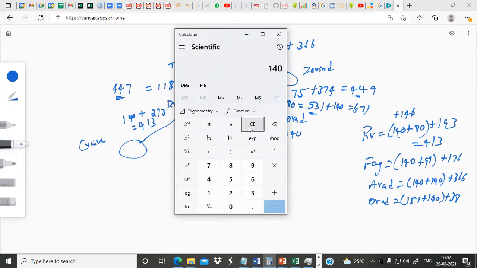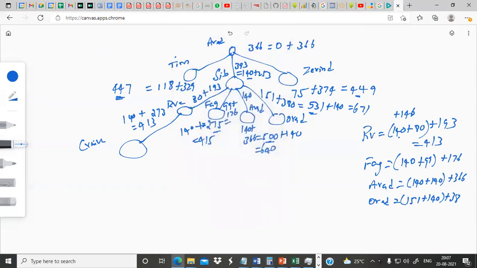I think 140 plus 80 plus 146 is 366, right? So it is 366. This is the actual cost, this is G of n. Similarly, let us first calculate the G of n for all, and the next destination it can reach.